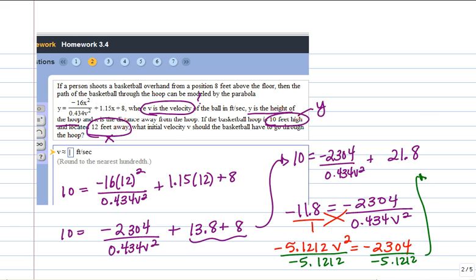Running out of room, so we would get v squared is equal to 449.89. So what is v equal to? V would be the plus or minus square root of that. I'm just going to say that there. And so the square root of that value is 21.21. So we'll say v is approximately 21.2. Round to the nearest hundredth. So the initial velocity should be about 21 feet per second.